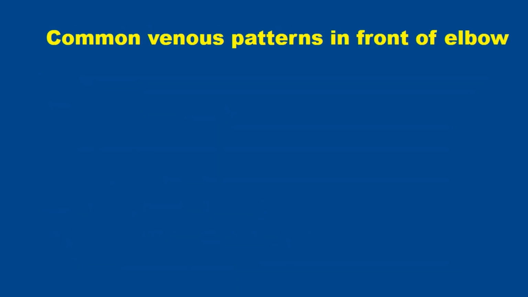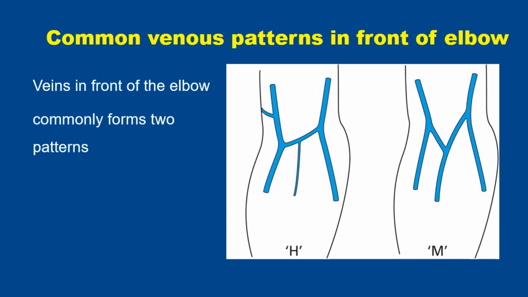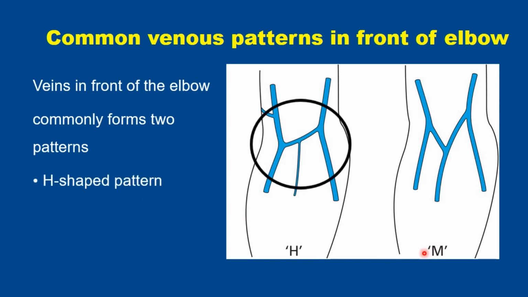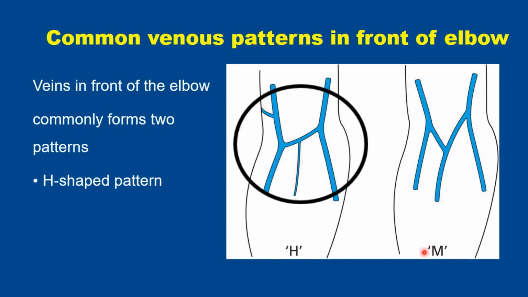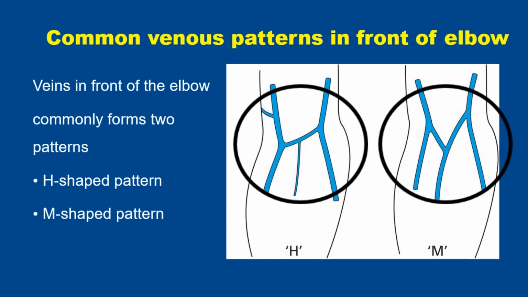Now the common venous pattern in the front of the elbow. The veins in the front of the elbow commonly form two patterns. One is the H pattern and another is the M pattern. This is the H pattern and this is the M shape pattern.